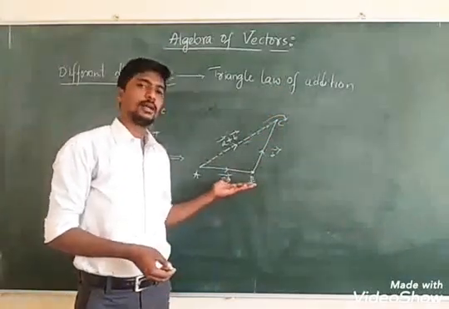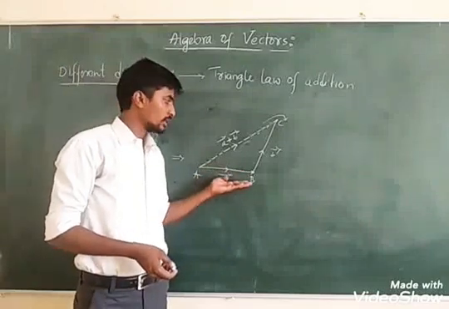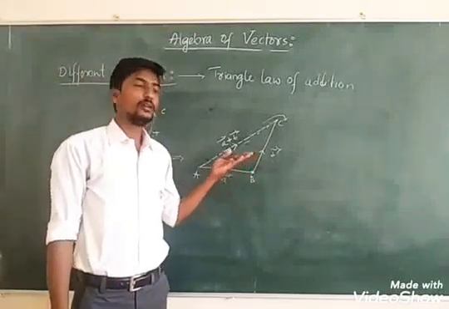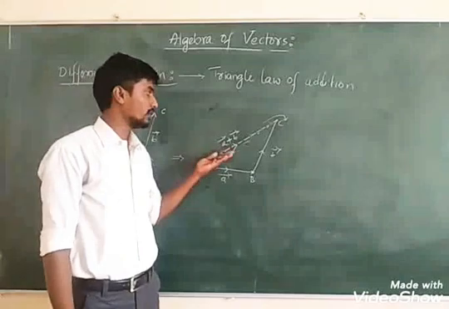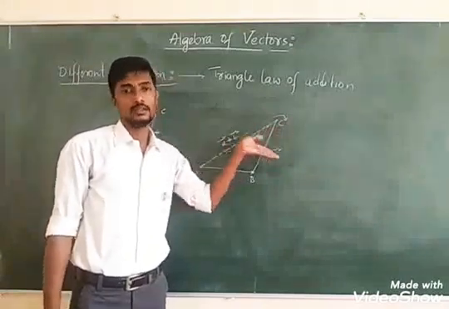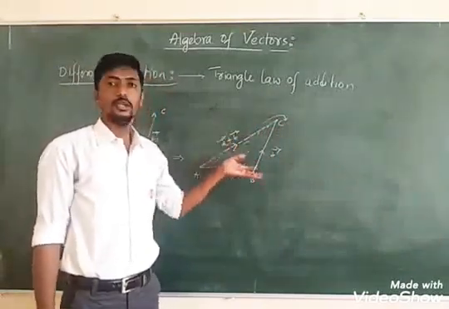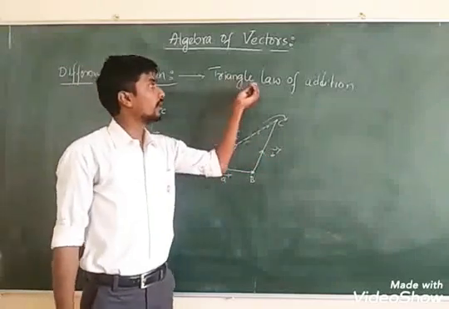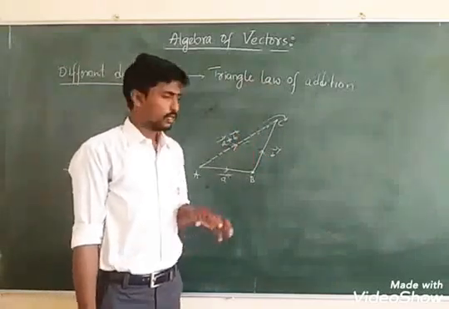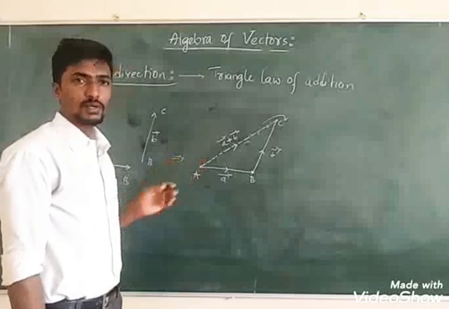If two vectors are acting along two sides of a triangle, then the resultant vector is acting along the third side, taken in the other order. Okay, so this is what the triangle law of addition is. Now you can ask me one question.